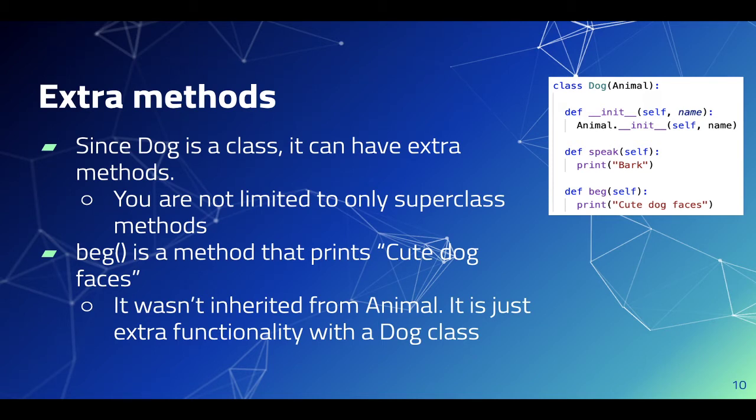So we will never call that beg function on an animal, which means there's no point in including that function in the animal class. But since dogs do beg, we can implement that in the dog class itself. So now we're not implementing it in animal, so cats do not have the function called beg, but dogs do because we've implemented it in the dog class. So this is extra functionality to the dog class that the animal class doesn't have and the cat class doesn't have.